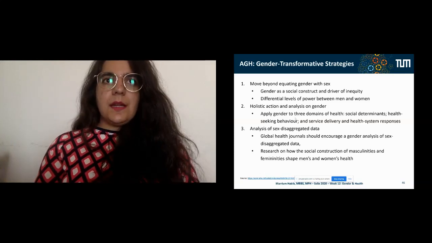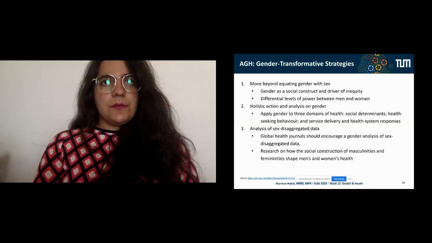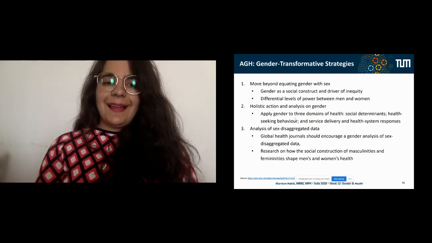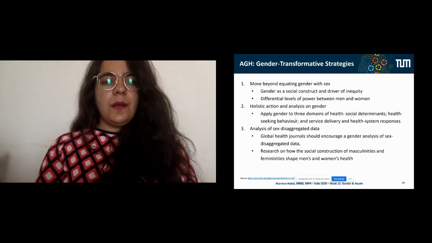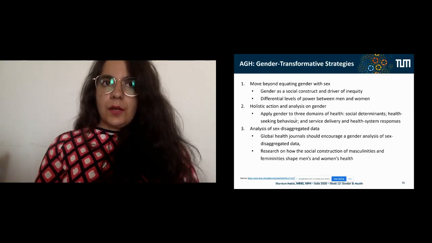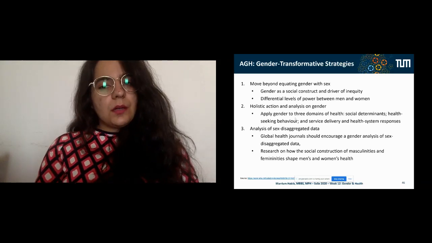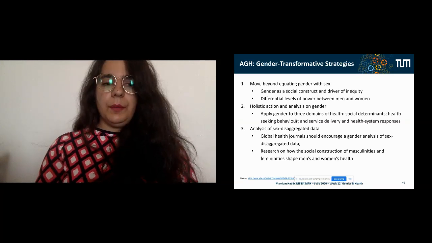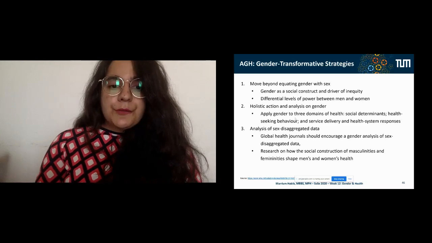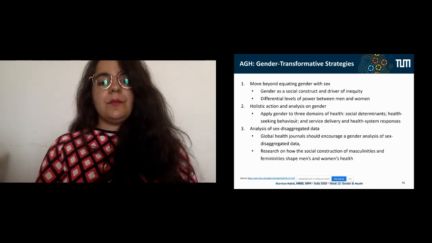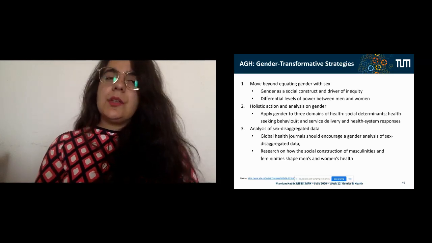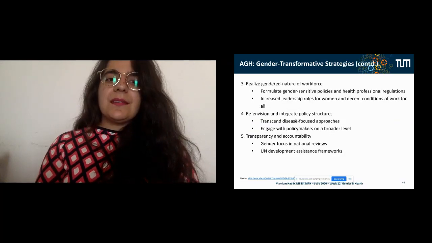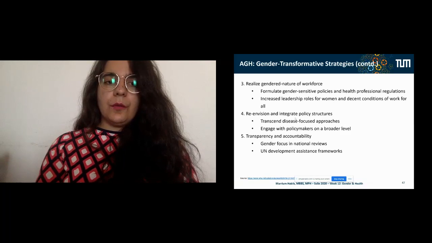Sex disaggregated data, as we can see, many organizations are fully committed to presenting. However, there needs to also be an analysis of sex disaggregated data with a gender focus. For example, global health journals could encourage a gender analysis of sex disaggregated data for all publications. There could also be a push for research on how social construction of masculinities and femininities shape men and women's health.